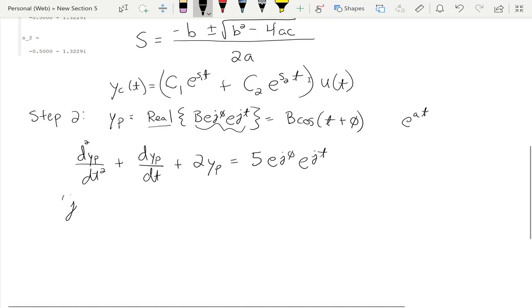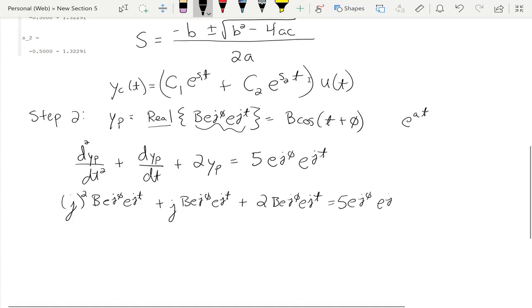And I'm going to say that I got j squared times b e to the j phi e to the jt, plus j b e to the j phi e to the jt, plus 2 b e to the j phi e to the jt, is equal to 5 e to the j phi e to the jt.